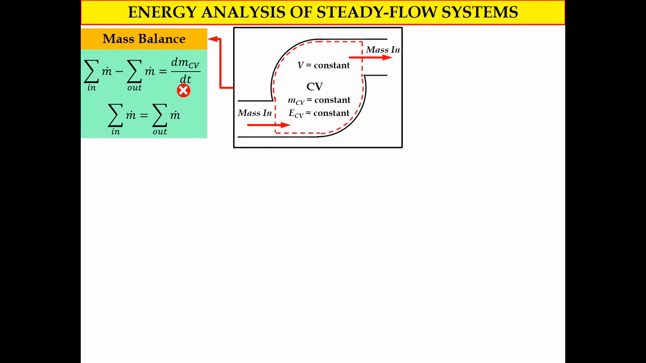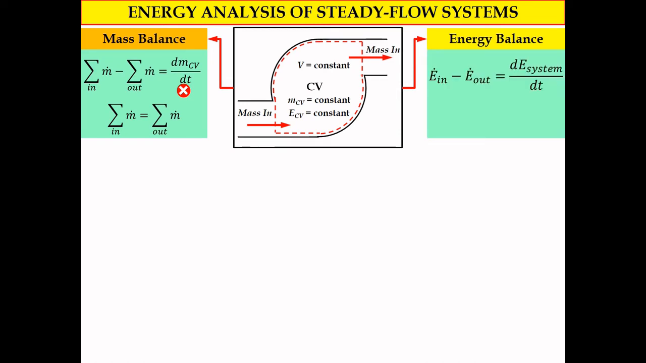So we have remaining the terms where total m dot in will be equal to total m dot out. And the second important equation is the energy balance equation, where we have E dot in minus E dot out equal to dE system over dt. The dE system over dt also will be 0 for the steady flow system, and the remaining term is E dot in equal to E dot out for the energy balance for the steady flow open system.